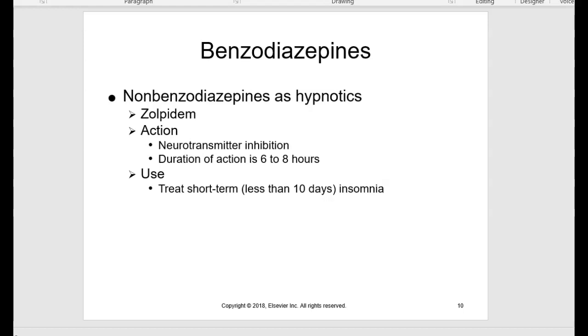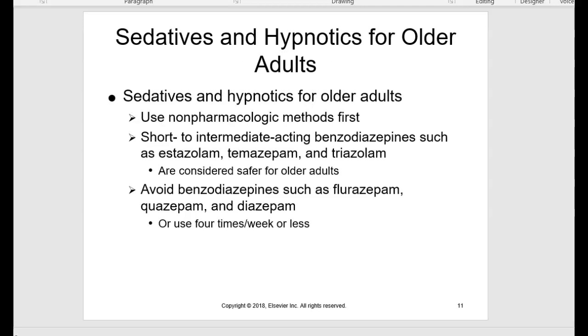If you look at page 236, zolpidem tartrate is the only non-benzodiazepine. That's your prototype that I want you to be familiar with for testing purposes. In terms of the older adult, we want to make sure that we're identifying the cause of insomnia in the older adult and that we're really focusing on non-pharmacological methods before sleep medications are prescribed.